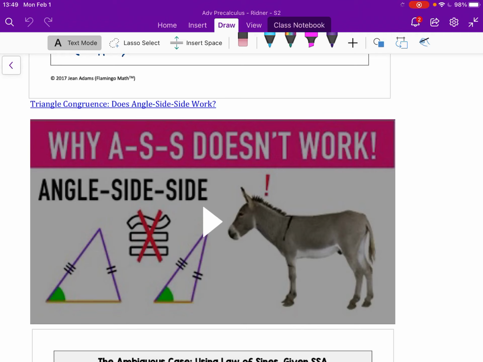All right. So last class we learned law of sines. There is something called the ambiguous case, and it happens when we're given angle, side, side. In order to understand why there may be two different triangles, we're going to go back to geometry and talk about why side-side-angle did not work. So I'm going to play this short video first.